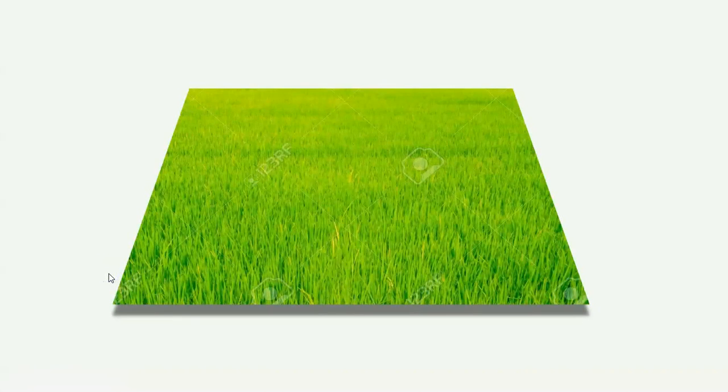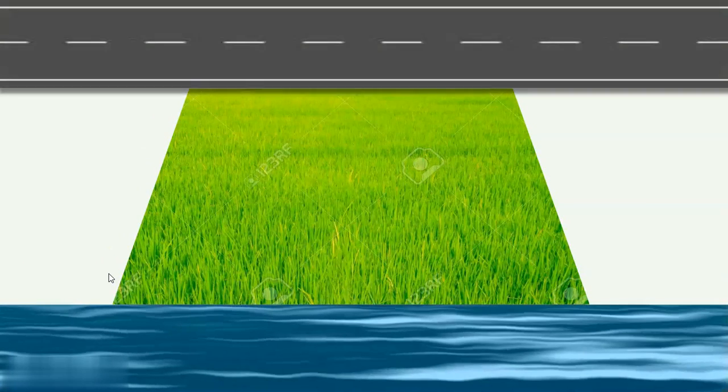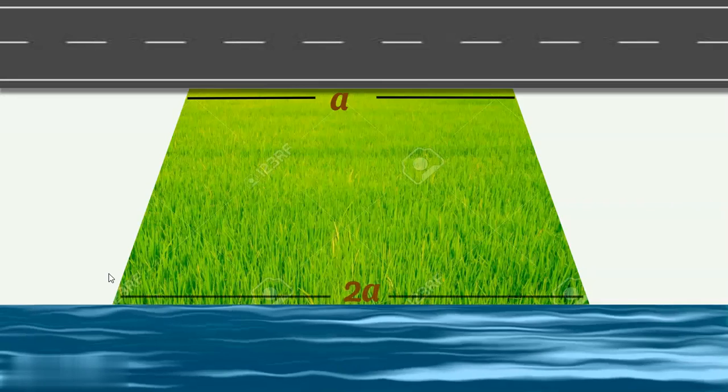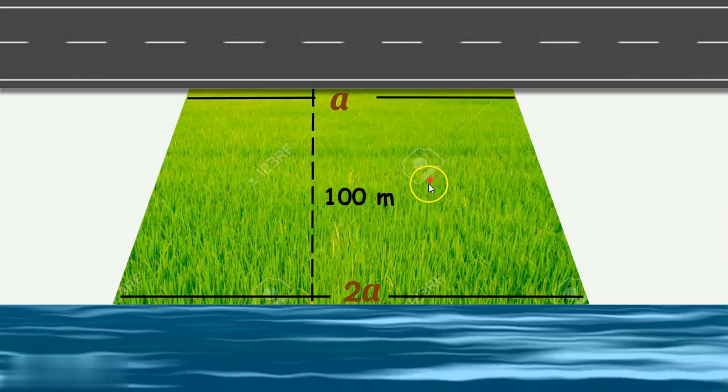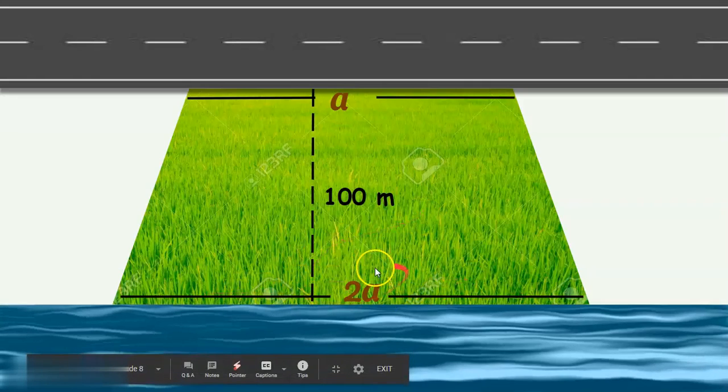Let us see an example sum on area of trapezium. Question. Raman wants to buy a trapezium shaped field. Its side along the river is parallel to and twice the side along the road. If the area of the field is given 10,500 meters square and perpendicular distance between two parallel sides is 100 meters, find the length of the side along the river.